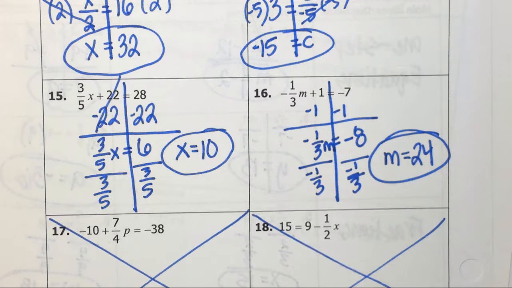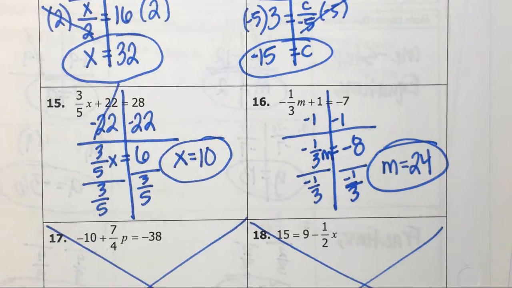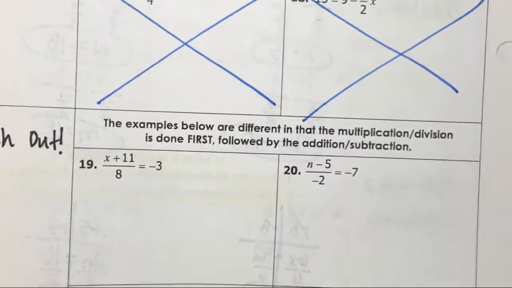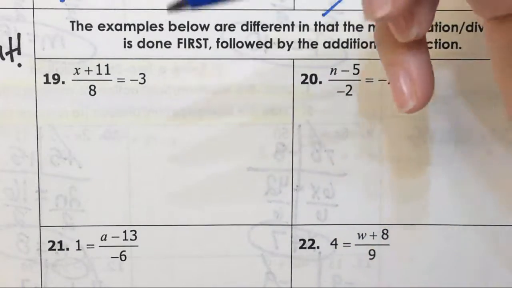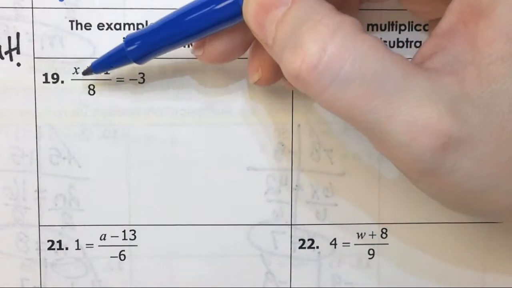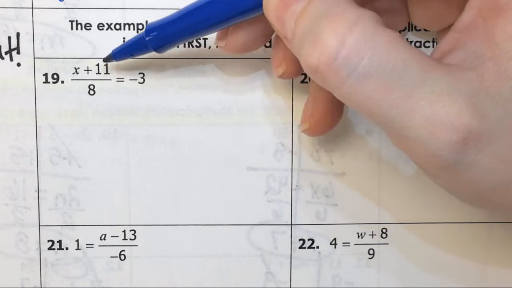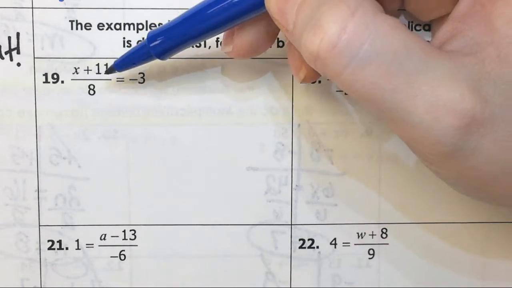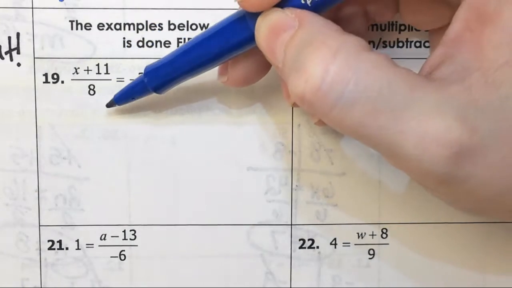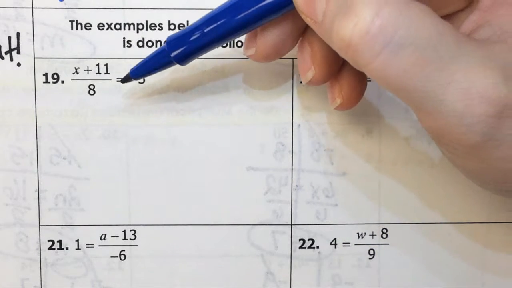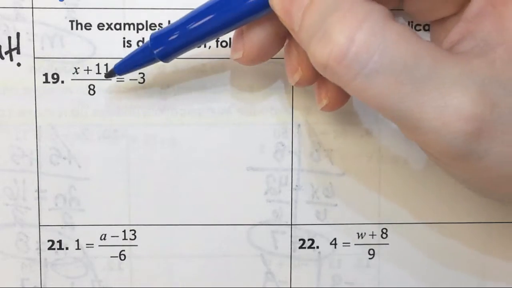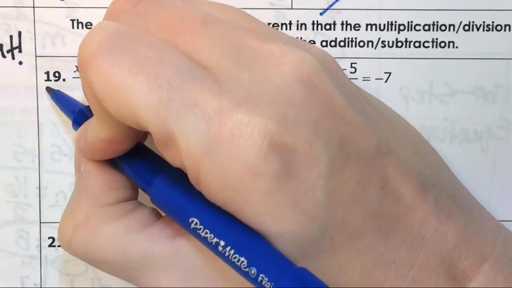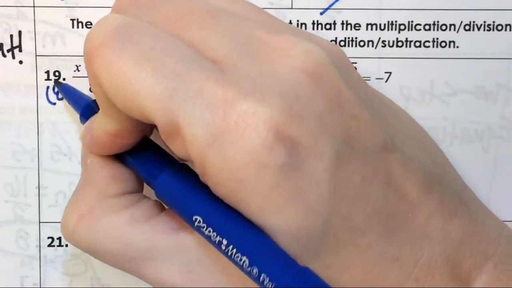Okay, look down at 19 through 22. These problems are a little bit different because you notice on these, in the numerator, I don't just have x, I have x plus 11. Which means the first thing I'm going to have to do is get rid of the denominator. Anybody know how to get rid of that 8? Multiply. I'm going to start these types of problems by multiplying by 8.